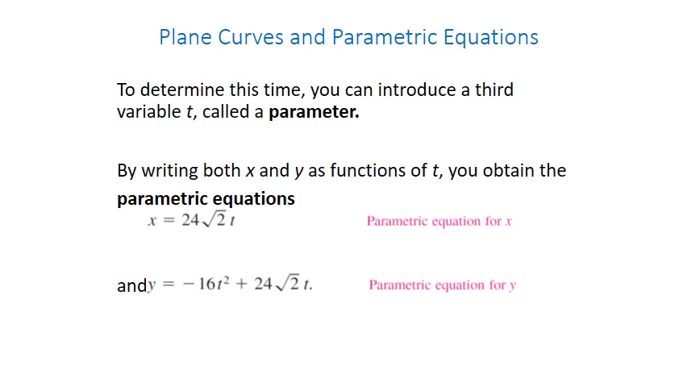So to determine this time, what we're going to do is introduce an additional variable, t, and that's called a parameter. So we're going to write both equations, both x and y, as functions of t. Instead of one rectangular equation, we will have two parametric equations. One for x, which involves t, and another for y, which also involves t. And again, this takes into account time.